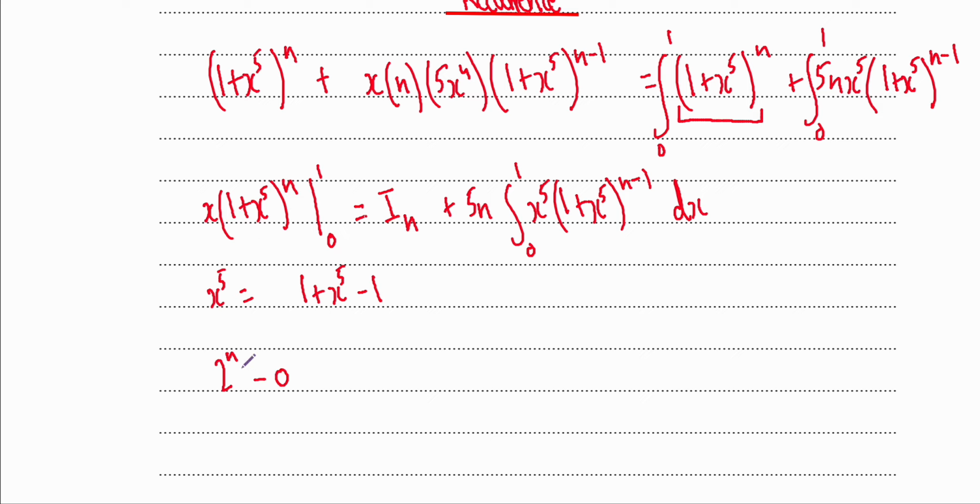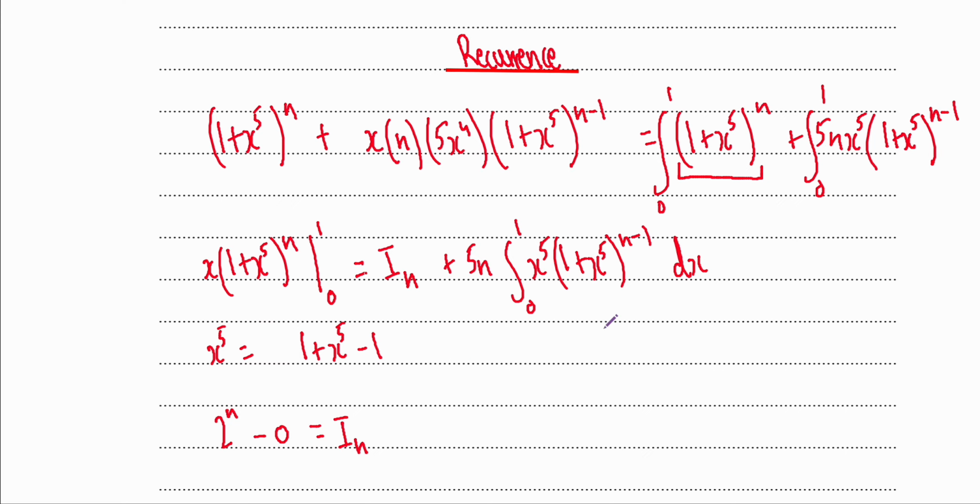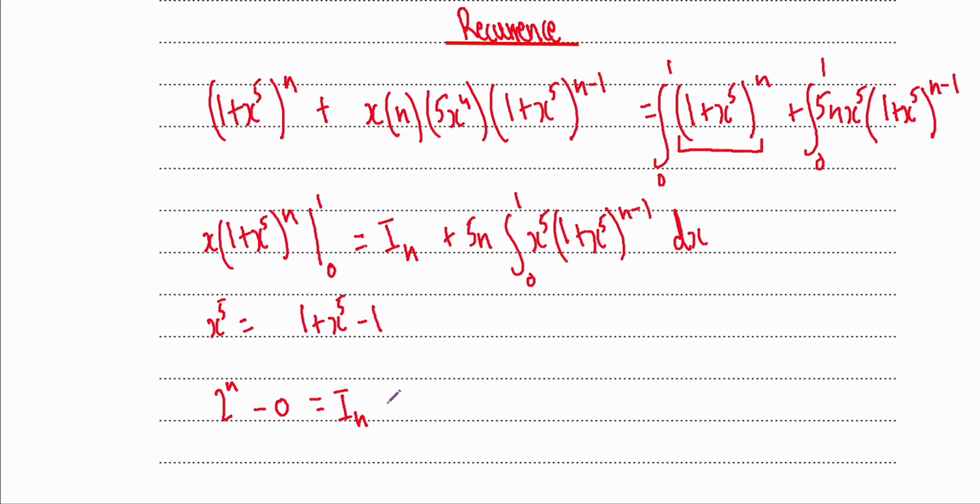Okay, so I have 2 to the power n on the left-hand side equal to, now the In just stays as In, because we're going to end up getting a formula for In in terms of other things. So we're going to leave the In over there, plus, I'm going to leave the 5n like this. And I'm going to write the integral over here between 0 and 1. Instead of x to the power 5, I'm going to write it as (1 plus x to the power 5) minus 1, all times (1 plus x to the power 5) to the power n minus 1 dx.